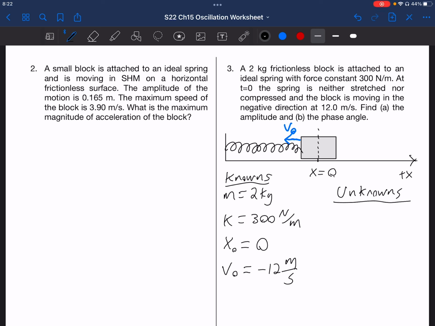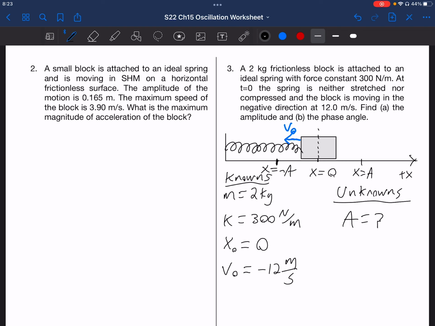So the problem asked us to find the amplitude of the oscillation. All right, so how far is this going to get in the negative direction? And then how far is it going to get in the positive direction as it oscillates back and forth? So that's kind of the maximum and minimum position of this block as it oscillates.